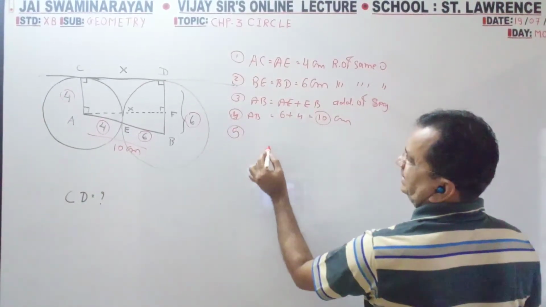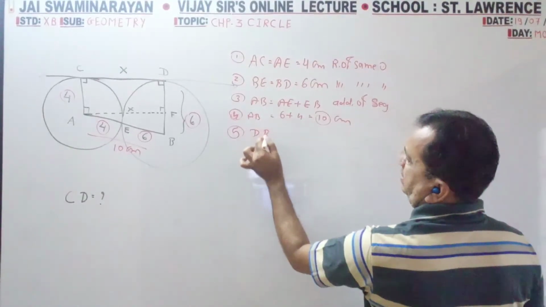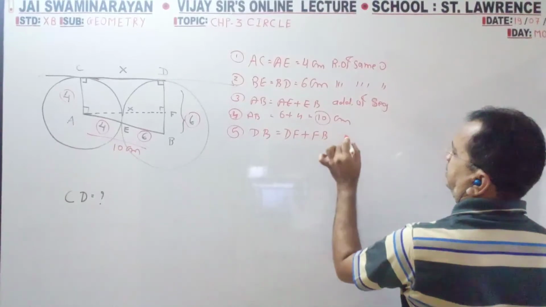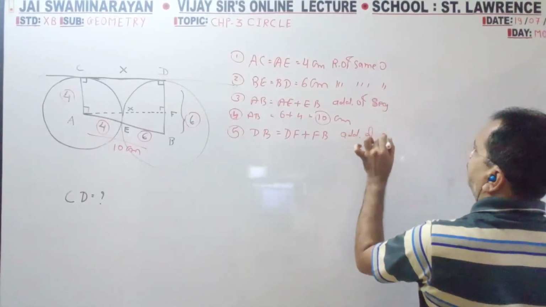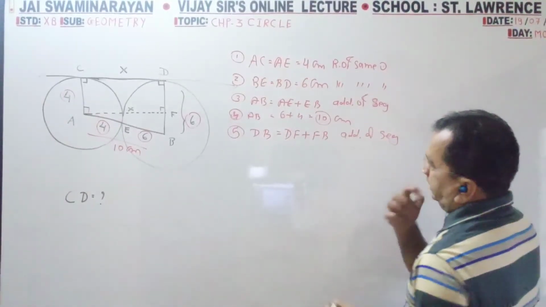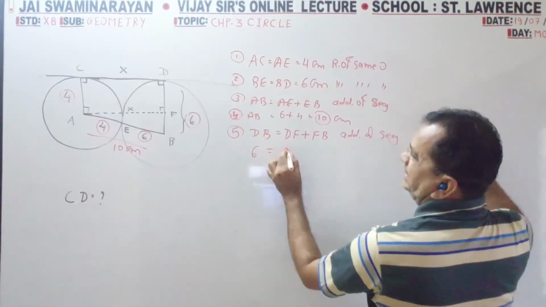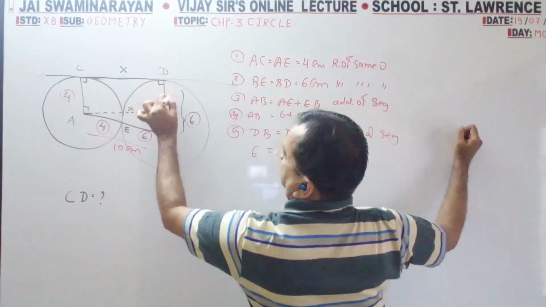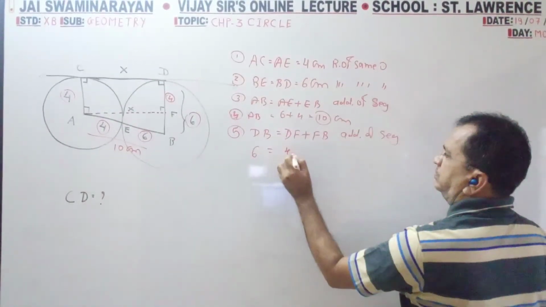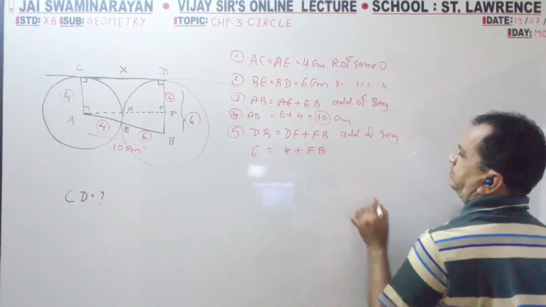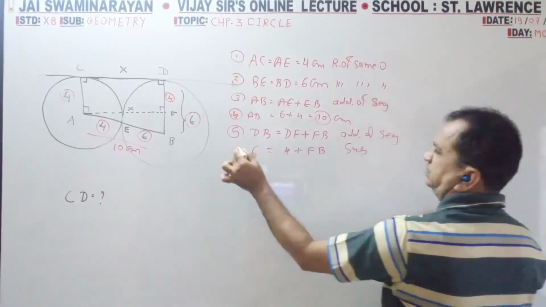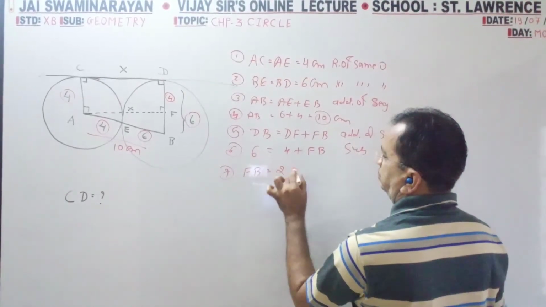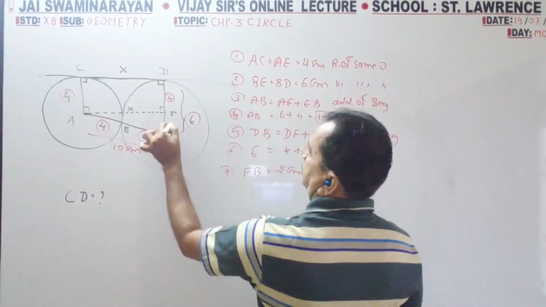Same, DB is equal to DF plus FB, addition of segments. This is given 6. DF, this is a rectangle, so this is also 4, plus FB. Substitution. So FB is equal to 2 centimeter. This is 2 centimeter.